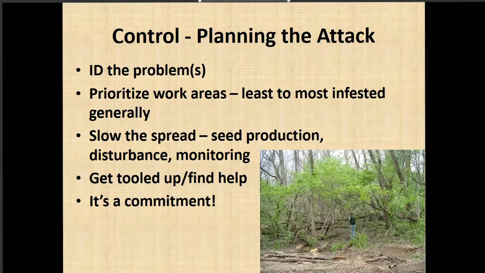But we also want to look at where the seed is coming from that is seeding into those least infested areas. So one of the other priorities I have is to look and see where the seed producers are. I want to slow the spread of the plant that's causing me problems by making sure I cut off seed production. So I may need to go into some of those more infested areas, looking for those larger plants that are the primary seed producers. And I want to control those very quickly to make sure that I'm not getting new seed production every year that's contributing to the population problem that I'm working down.